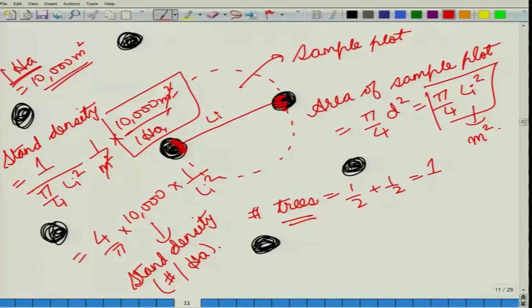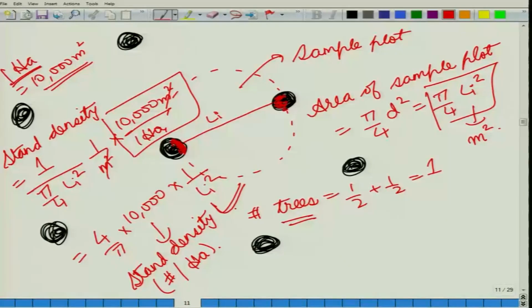In this way, if you go inside a forest and take measurements of just 2 trees, I mean the distance between the nearest 2 trees, you have to have only one measurement, and just by using that one measurement you can calculate the stand density. We will look at this method in greater detail and some other problems in the next class.